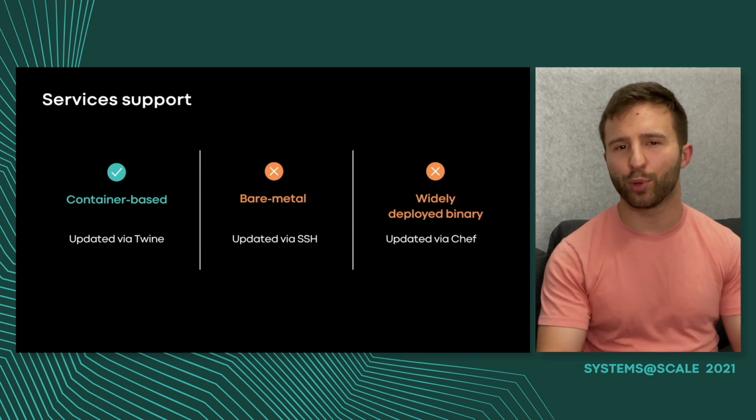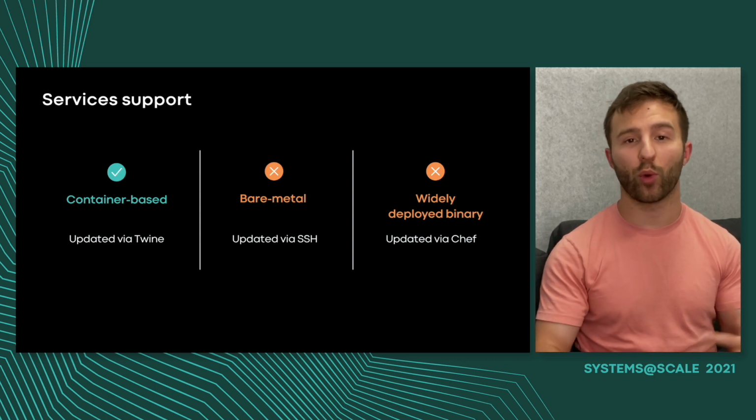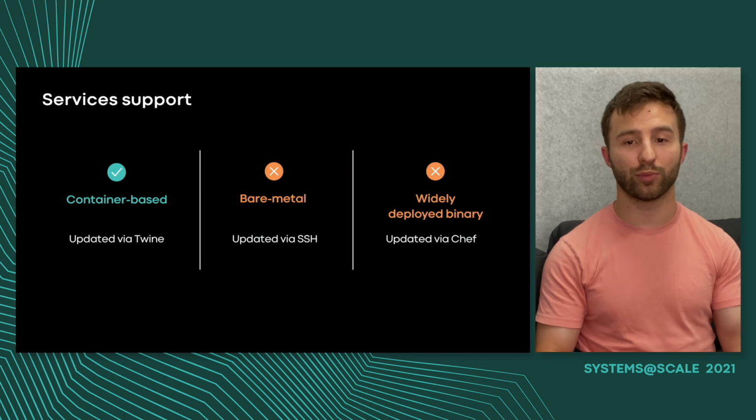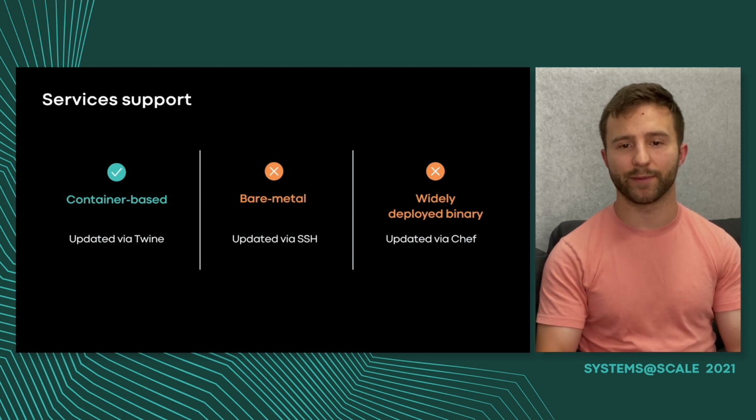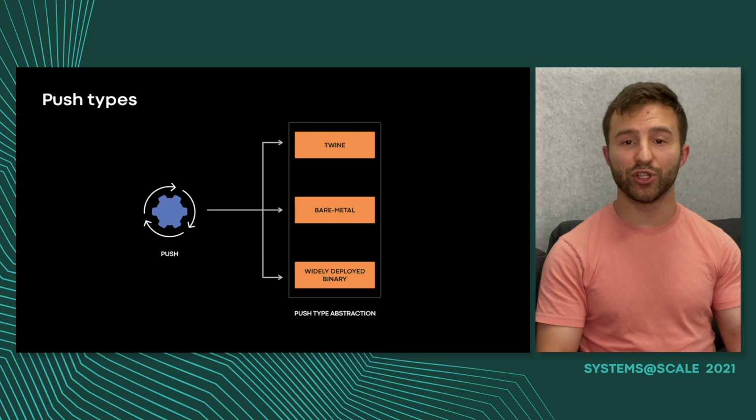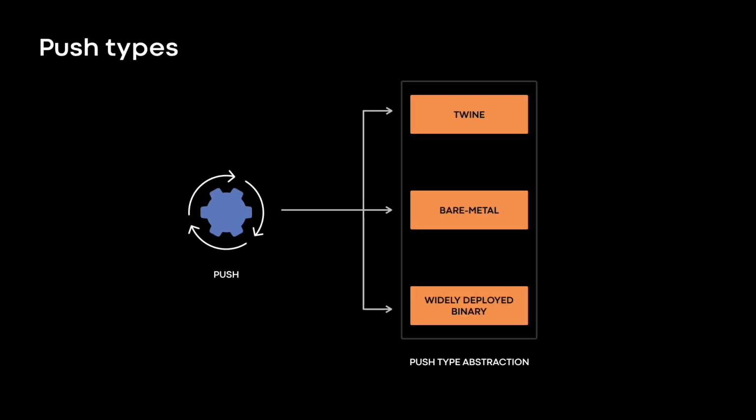Ideally, push would allow all teams, no matter what type of service they own, to deploy their code through our system. And so to do this, the conveyor team modified push to be more generic. We introduced a notion of push types, which are libraries that would integrate with the push system, either through the command line or through conveyor. Users could configure their service to deploy with a conveyor-owned push type, like twine push type or widely deployed binary push type, or they could go ahead and write their own and use that.